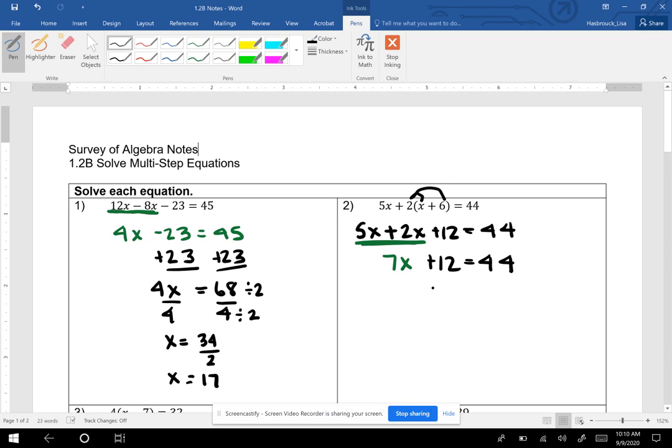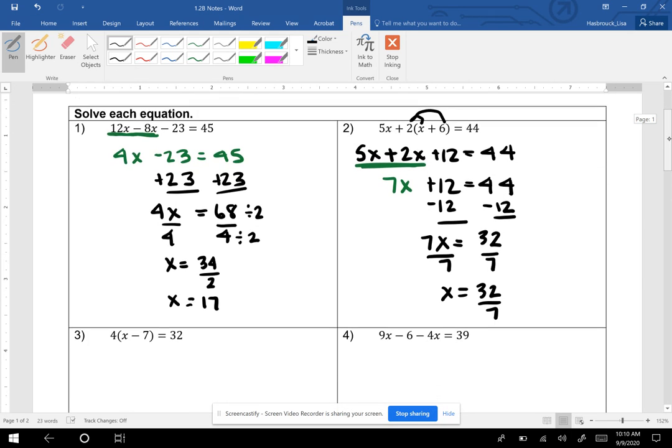Now I want to move the 12. It's a plus 12, so to move it, I am going to subtract 12 from each side. I bring down my 7x. 44 minus 12 is 32. Then I divide both sides by 7. This doesn't divide evenly, so you would leave it as 32 over 7 for your final answer. Keep in mind it is okay to have fractions for answers.